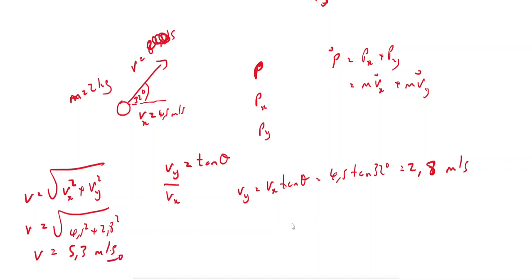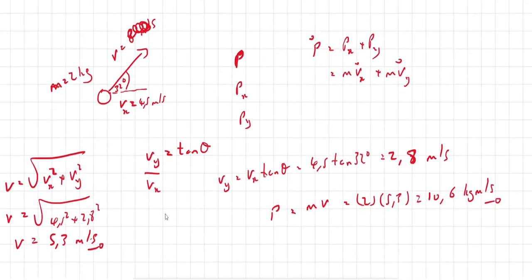Now since I know that, I can just find the momentum, which is just going to be mV, which is 2 times 5.3, which is going to be 10.6 kilogram meters per second. All right, so that's just my momentum vector.